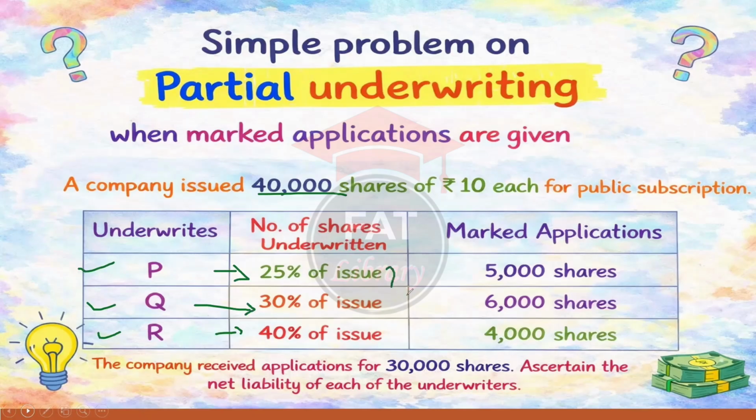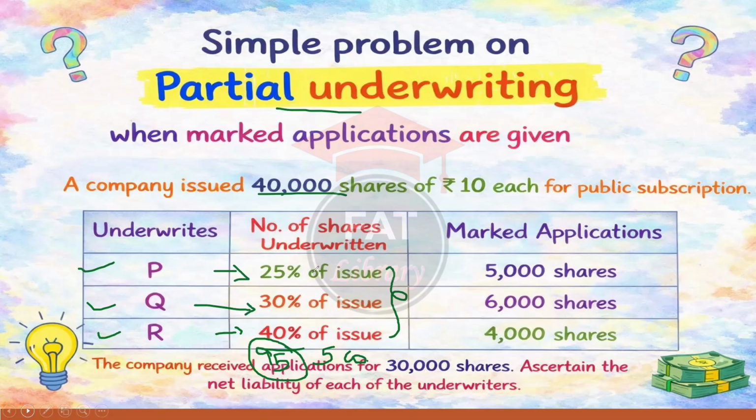You can see here the percentage that they have taken: 25%, 30% and 40%. Together it is 95%. Right? So here the underwriters have taken 95%. So another 5% will be taken by the company itself. Okay, in the solution I will show you.